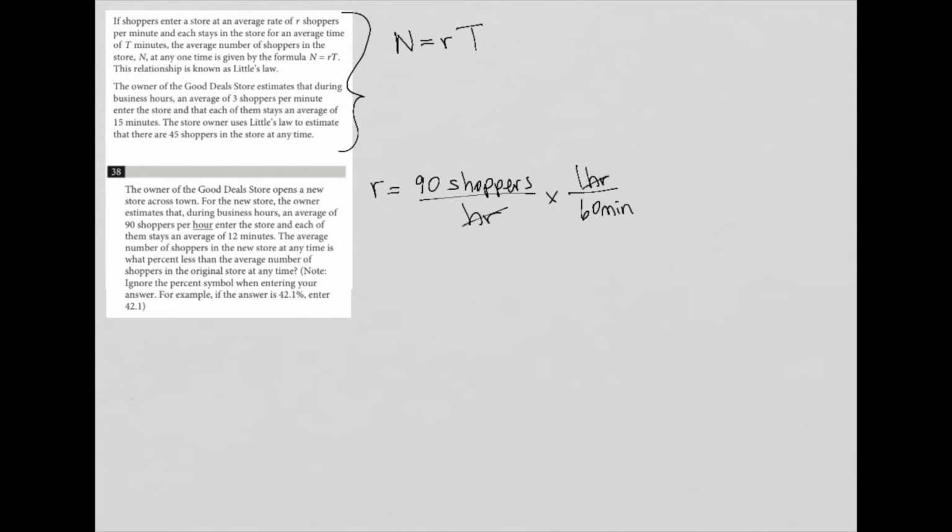So I go to my calculator and I figure out what 90 divided by 60 is, which is 1.5. So R is equal to 1.5 shoppers per minute. And then it goes on to say, and each of them stays an average of 12 minutes. So T equals 12 minutes. The average number of shoppers in the new store at any time is what percent less than the average number of shoppers in the store at any time?